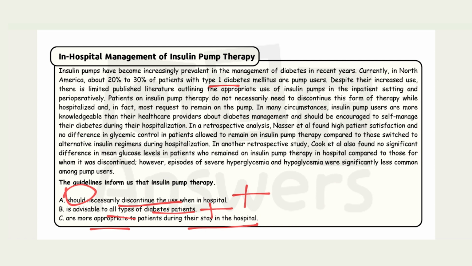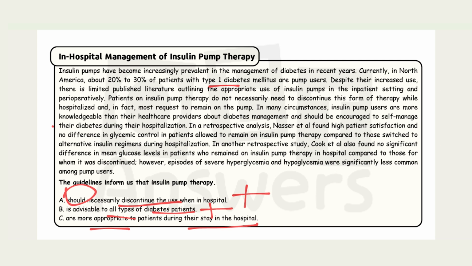Okay, during the hospital stay, what information can you see from the entire text? First of all, they get more knowledge regarding usage of insulin pump therapy compared with the healthcare providers. And what is the study indicating? The study indicates there is no glycemic status difference. But what is the main thing here? They can say the risks of severe hyperglycemia and hypoglycemia are very low among the pump users.